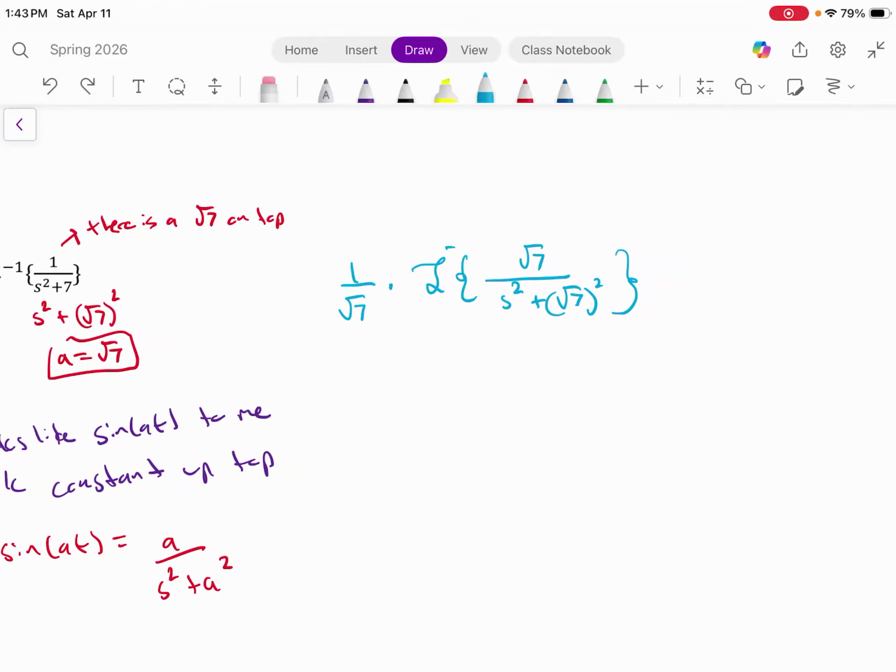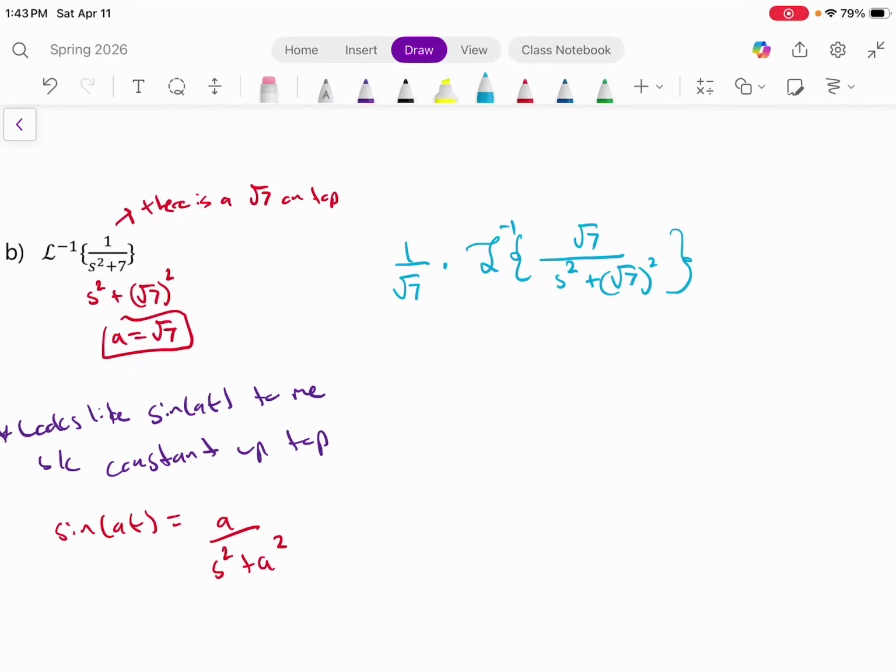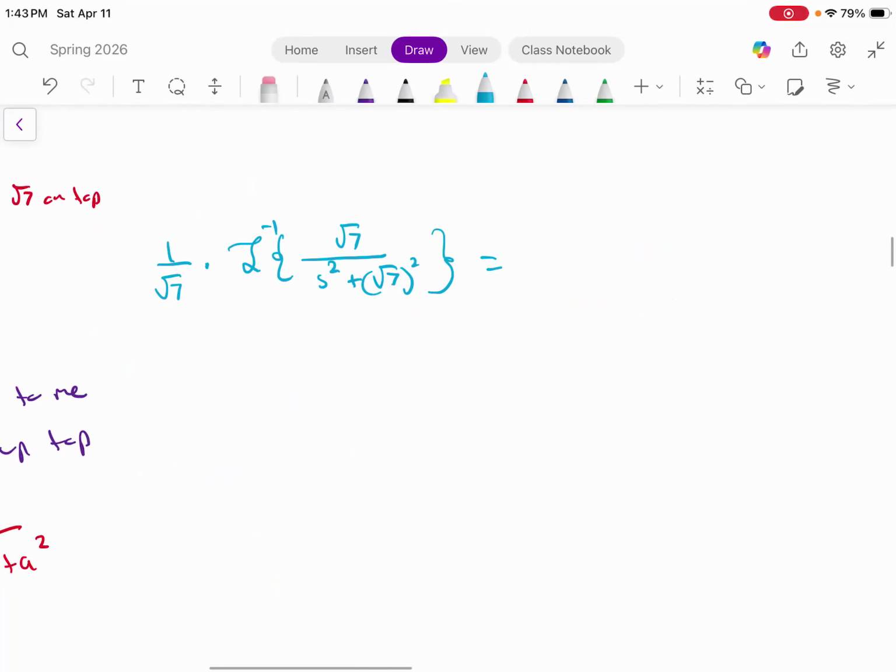Excuse me, I forgot the inverse symbol. What is the inverse Laplace of the square root of 7 over s squared plus the square root of 7 squared? Well, what is a? A is the square root of 7, and so our answer would be sine of square root of 7 t. So what this turns into is 1 over the square root of 7 times sine of square root of 7 t. And that's our answer.